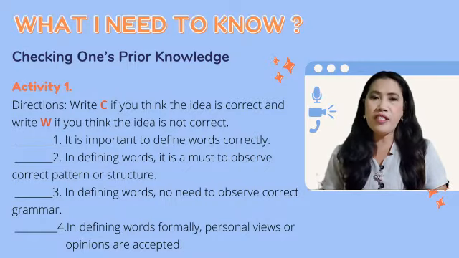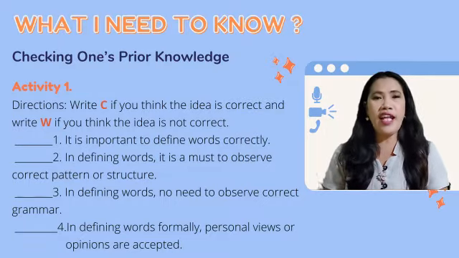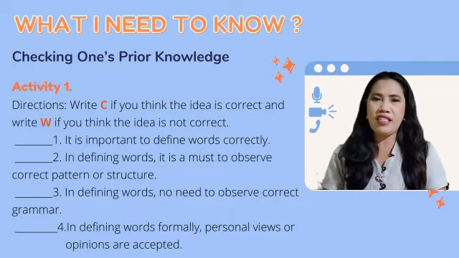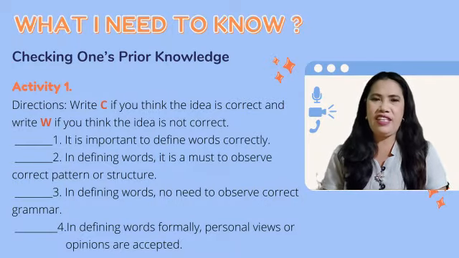Before I present the lesson for today, let me first check your prior knowledge. So we will have the first activity. For the direction of this activity, class, write C if you think the idea being presented is correct, and write W if you think the idea is not correct. We have 4 items for this activity.